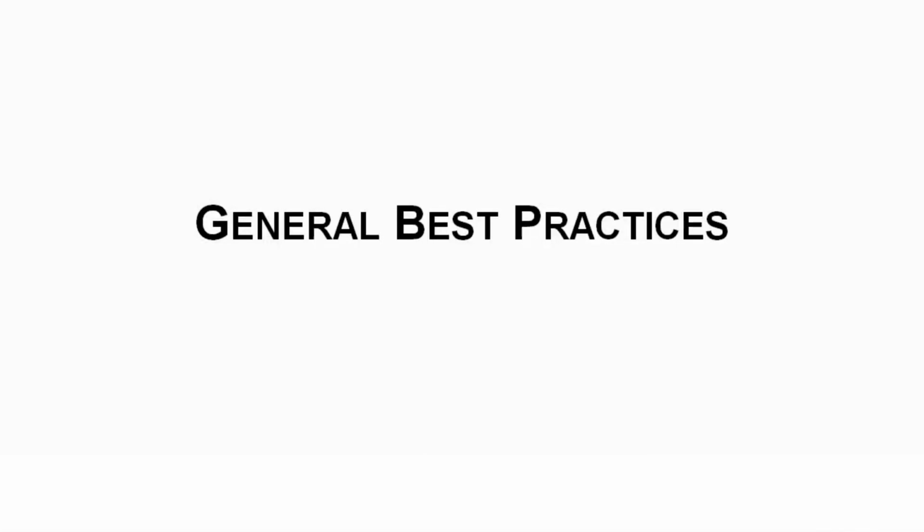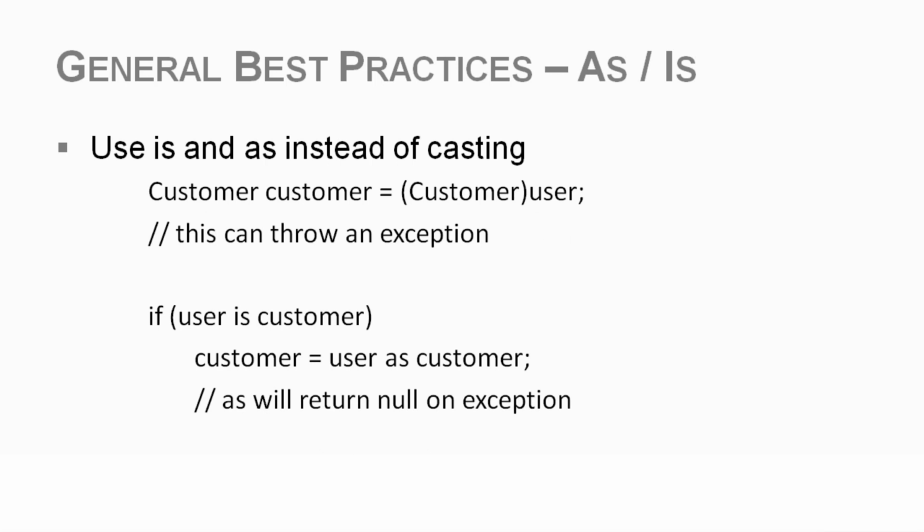Let's continue with our general best practices guidelines. Casting is one of those things that can get you into trouble. Try to use is and as instead of doing a cast. In that first line, we have a customer object, and we're trying to cast a user into that customer class. That can throw an exception, obviously, if user cannot be cast.